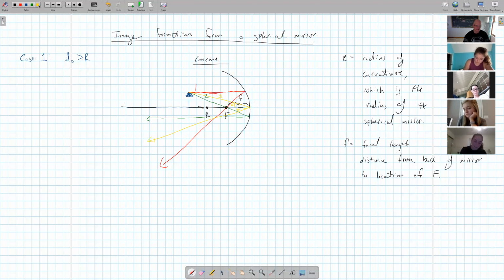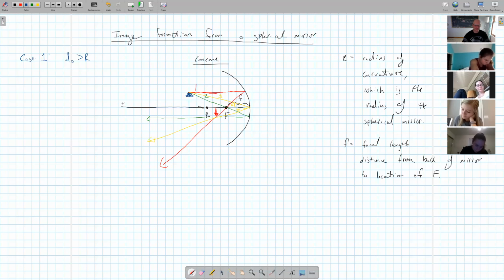The location where all 3 of these rays meet is going to be the location of the image. So the image location here is going to be this point, and this is what we call our image. The location where all 3 of those principal rays cross each other is the location of the image.